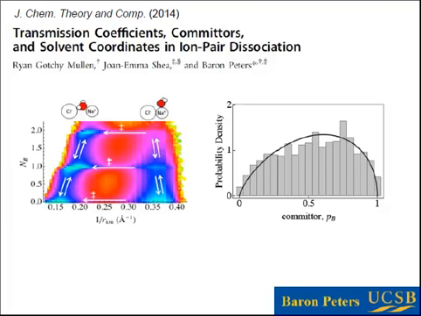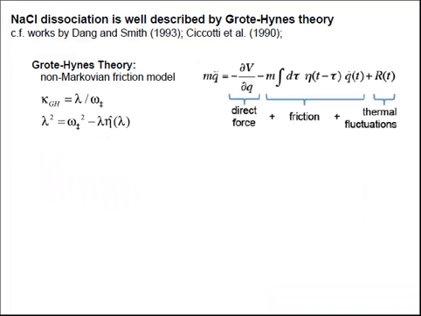but rather on a rather interesting theoretical question that has to do with Grote-Hynes theory. It's well known from work back in the 1990s that Grote-Hynes theory does a good job at predicting the transmission coefficient for ion pair dissociation. So basically what you can do here is use Grote-Hynes theory to get a prediction for the transmission coefficient.